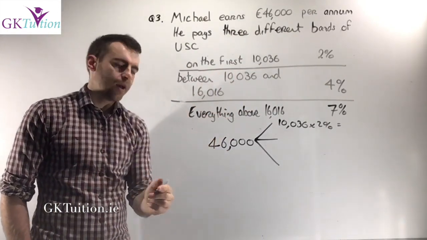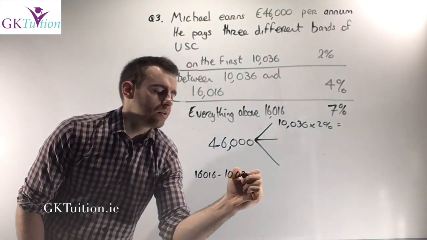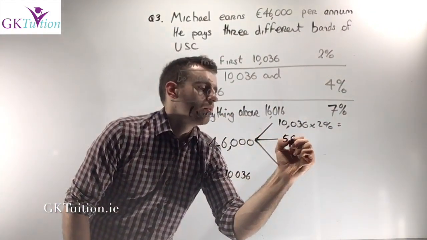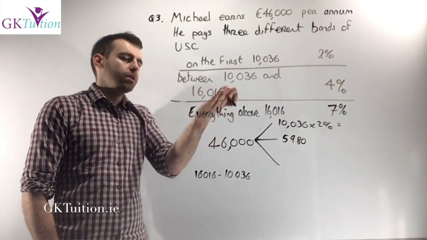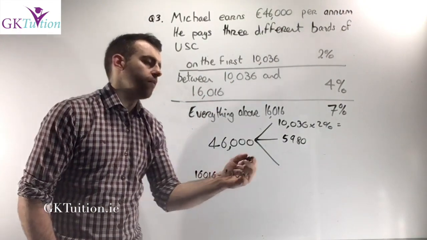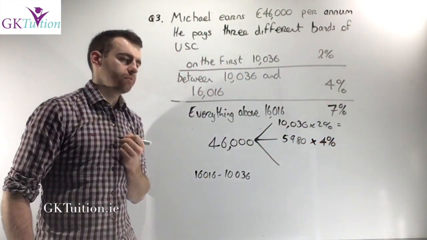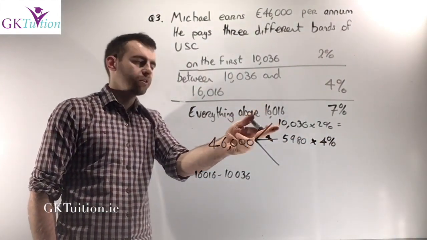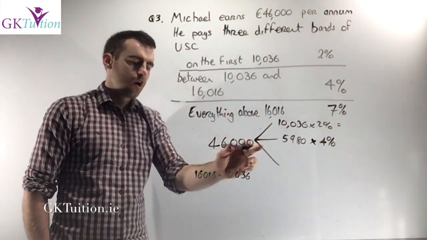So to work that out mathematically, you do 16,016 minus 10,036. That tells me this band is €5,980. The difference between the two is €5,980. So Michael needs to pay 4% on that €5,980 that he earns. Now, I've accommodated the first €10,036 that he earns, and then the next €5,980 that he earns.